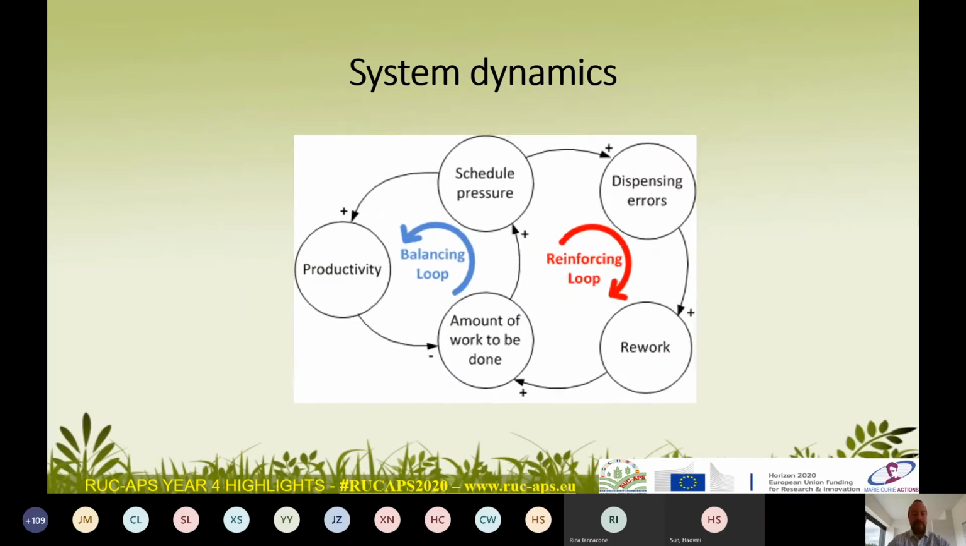Another tool that we use is what we call system dynamics. Basically, system dynamics is about identifying balancing loops and reinforcing loops between certain activities, and therefore we can see how different variables affect each other. Because we know that, we can see what implications we can have on variables that are not directly related. For instance, in this example, a variable like productivity affects the amount of work to be done, which affects the schedule pressure, which also affects the dispensing error, which also affects the rework, right? But in reality, we don't see a connection between productivity and rework. If we follow this flow, we can see that there is an indirect relationship. So this system dynamics approach is very useful to identify those indirect relationships.